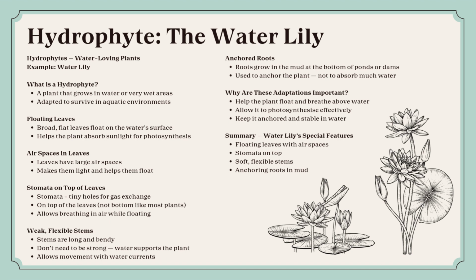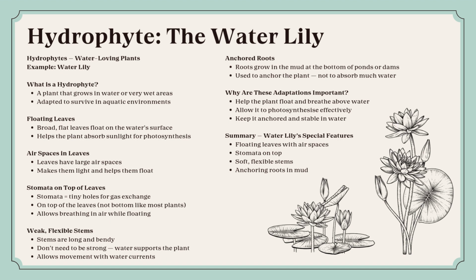What about the stem? The water lily has a long, bendy stem that moves gently with the water. Since the water helps support the plant, the stem doesn't need to be strong and stiff like a land plant's, so it can float with the water. And finally, the roots. Water lilies grow their roots in mud at the bottom of the pond, but those roots are mainly there to anchor the plant in one place. They don't absorb a lot of water like normal roots because, well, the plant is already surrounded by water.